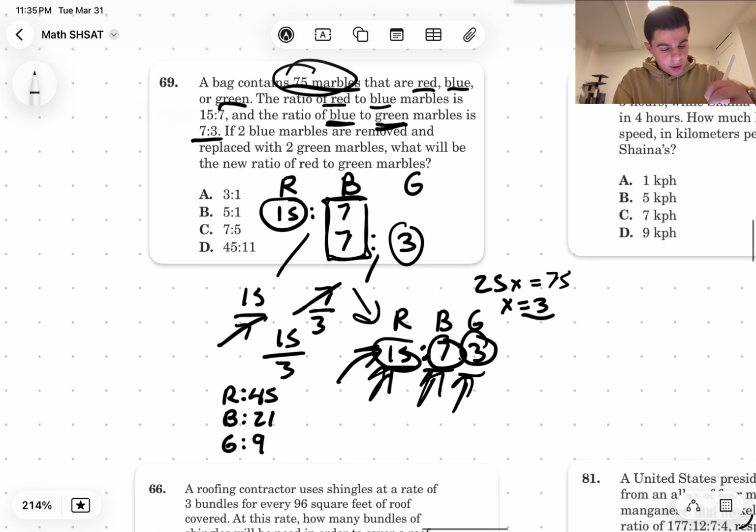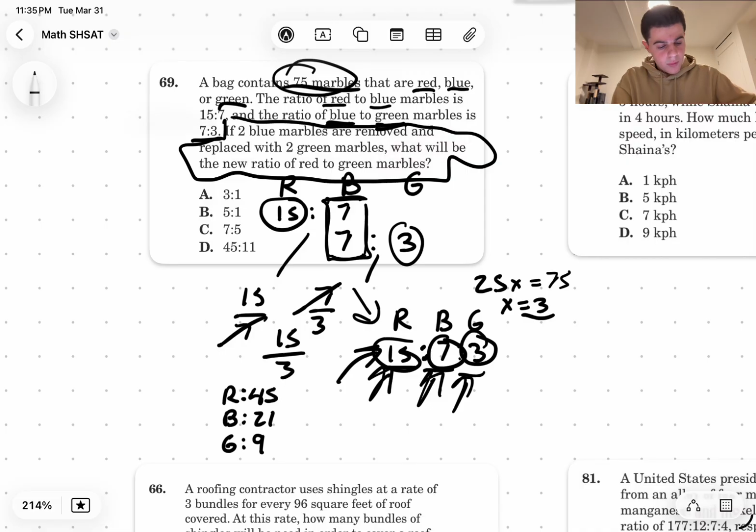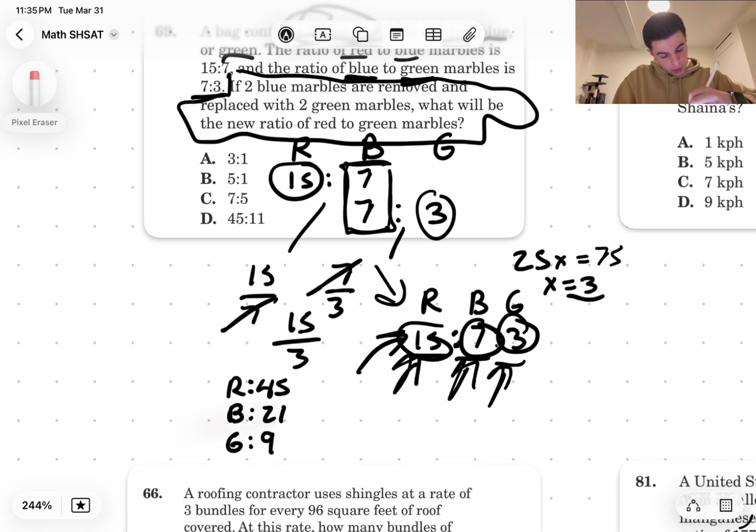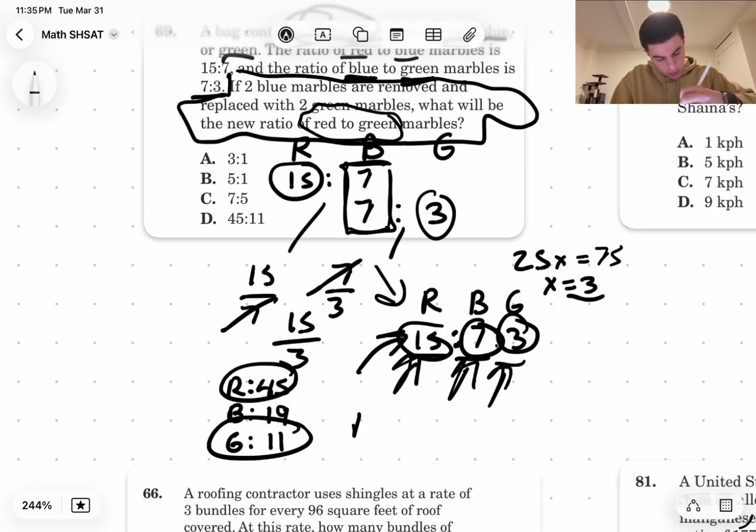So now let's look at the second half of the problem. If 2 blue marbles are removed and replaced with 2 green marbles, what will the new ratio of red to green marbles be? So we remove 2 blue marbles, so we subtract 2 from 21, that's 19. So now we have 19 blue marbles, and we add 2 green marbles. So we add 2 to this, so we get 11. And now it says, what will the new ratio of red to green be? Well, red is 45, green is 11. So we're just going to get 45 to 11, which is answer choice D.